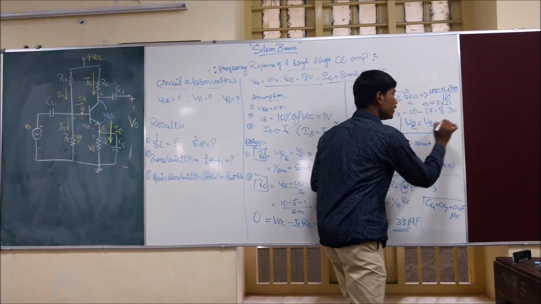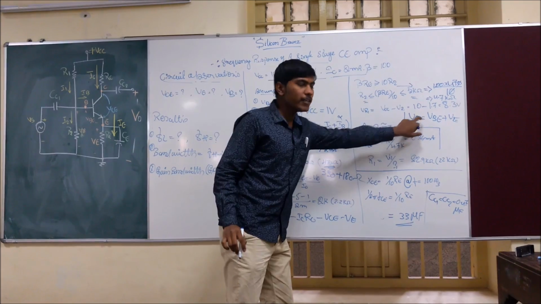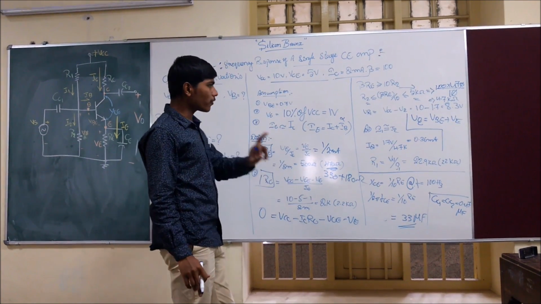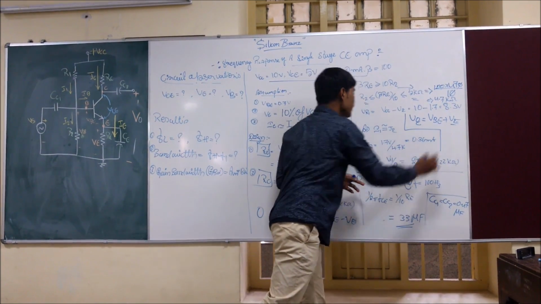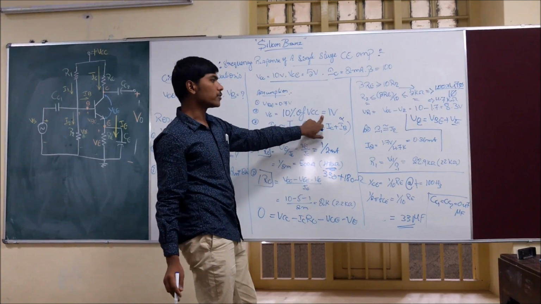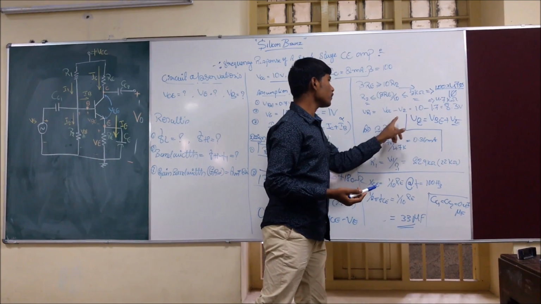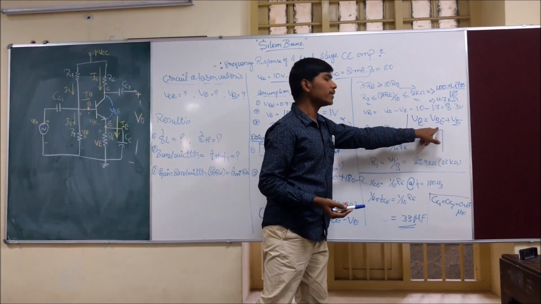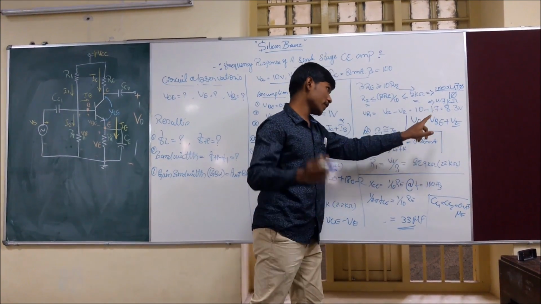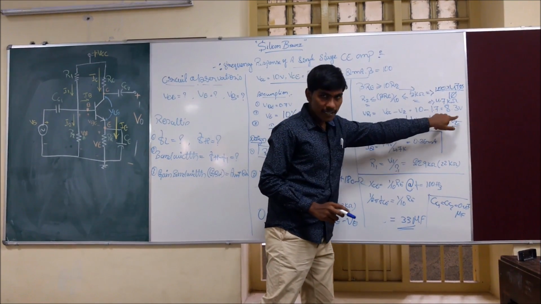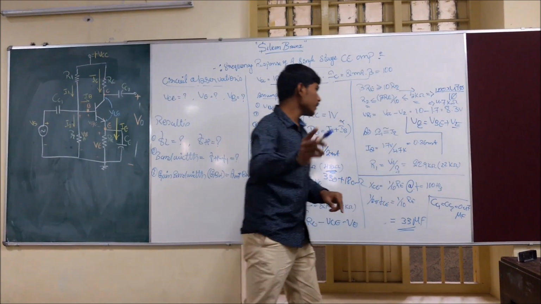Also, we know that VT is 0.7 volts. That's our first assumption. And VE is how much? That's 1 volt. That's our second assumption. So then, what's the voltage? V2 is 1.7, right? 0.7 and 1 volt is 1.7. Yeah, that's it. 10 minus 1.7 is 8.3.